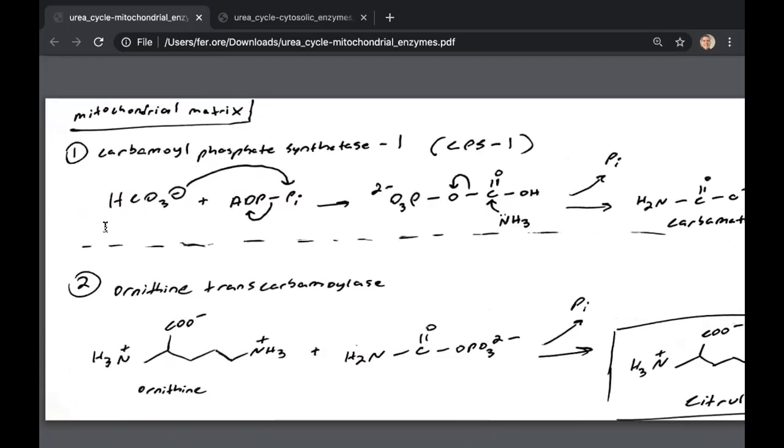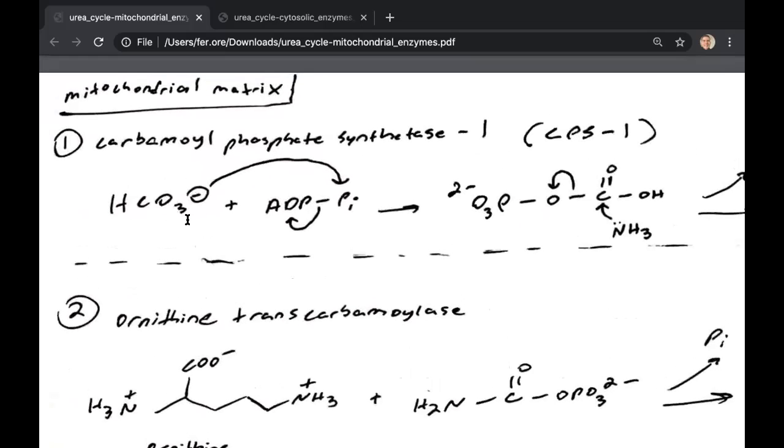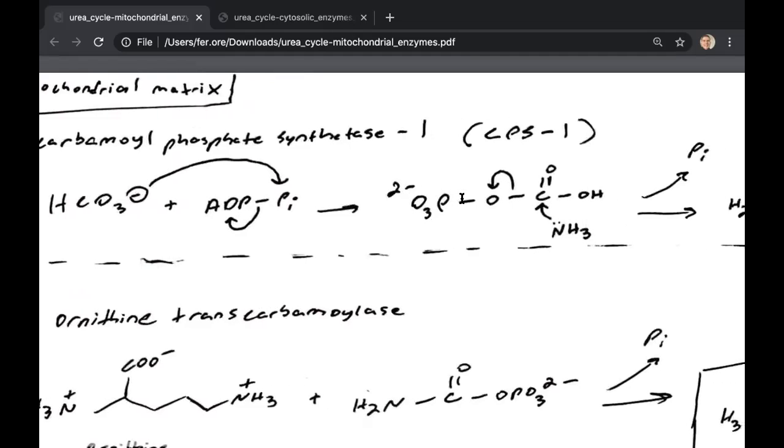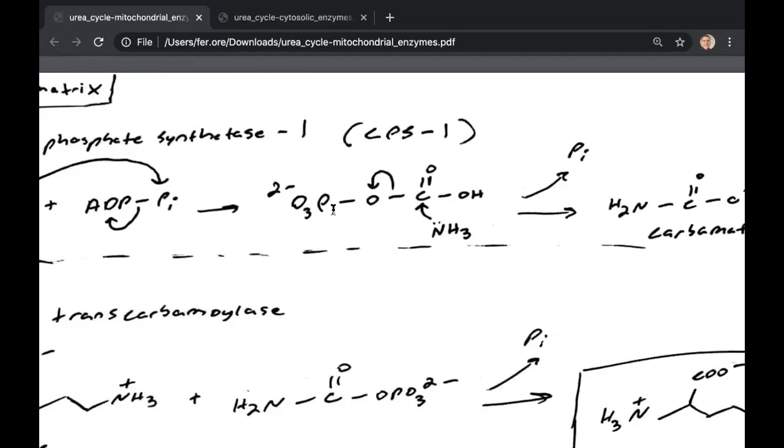So we start here with bicarbonate ion. In the first step, this bicarbonate ion is activated by an ATP. So it's going to conjugate to a phosphate and kick out the ADP. And the purpose of this is to make this high energy mixed phosphoanhydride. So this species is very reactive.